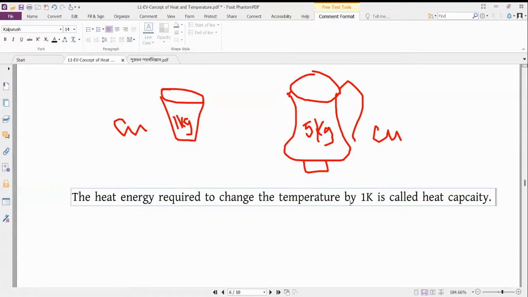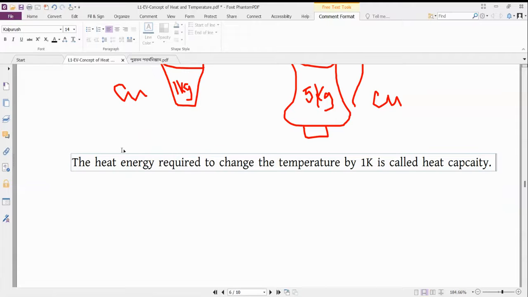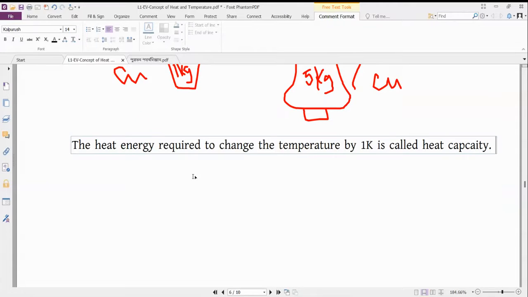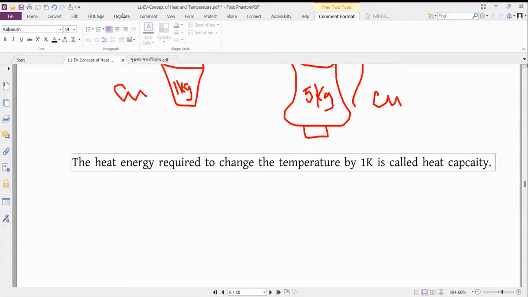The heat capacity doesn't relate directly to the material. Rather, it depends on the object, the type of object, maybe a glass, a jug, a bucket, or some other object. So here we can make a relationship for the heat capacity.